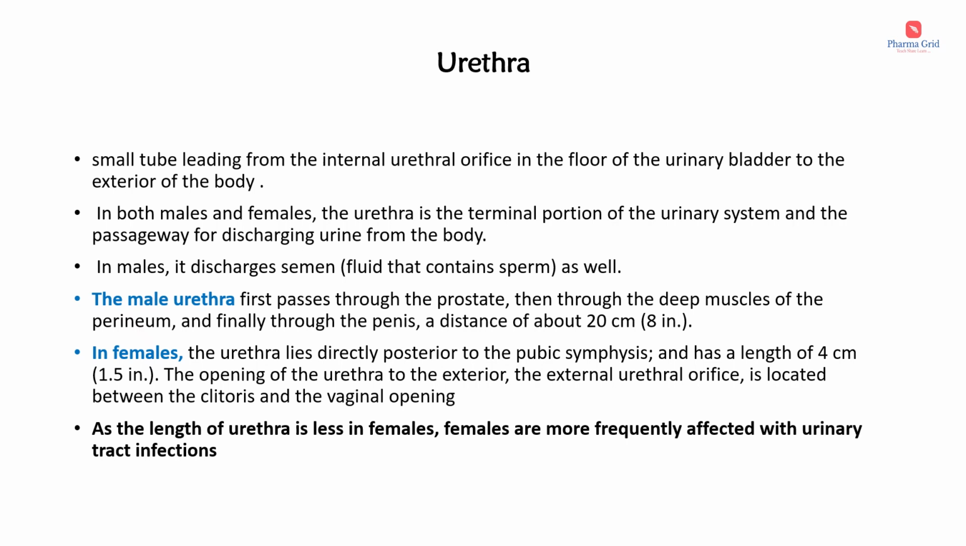In females, the urethra lies directly posterior to the pubic symphysis and has a length of 4 centimeters, that is only 1.5 inches. The opening of the urethra to the exterior, that is the external urethral orifice, is located between the clitoris and the vaginal opening. That is, the urethra in females is really short compared to the males. So as the length of the urethra is less in females, females are more frequently affected with urinary tract infections.